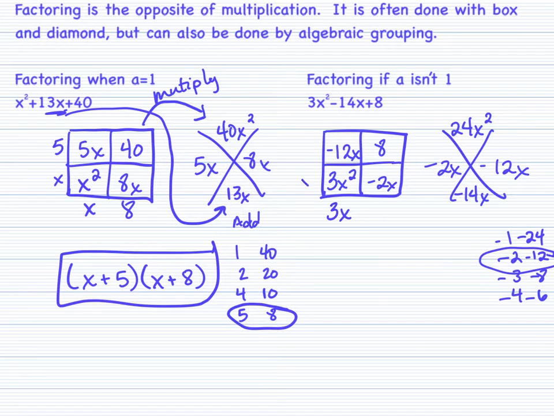So that 3x is going to come out here. I multiply 3x by x to get 3x squared. And I multiply 3x by negative 4 to get negative 12x squared. Multiply x by negative 2 to get negative 2x. And then I always want to double check. Does this term, negative 2 times negative 4, give me positive 8? And yes, it does. So my factored form here is 3x minus 2 times x minus 4.